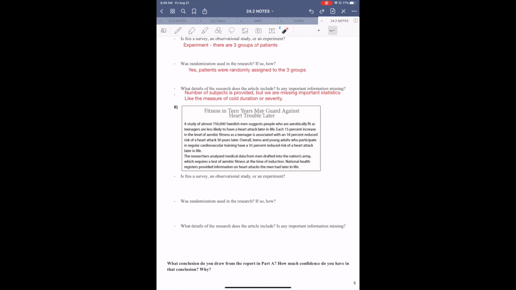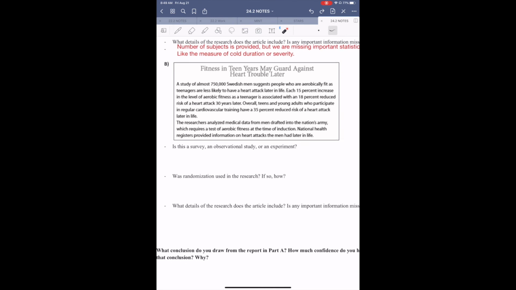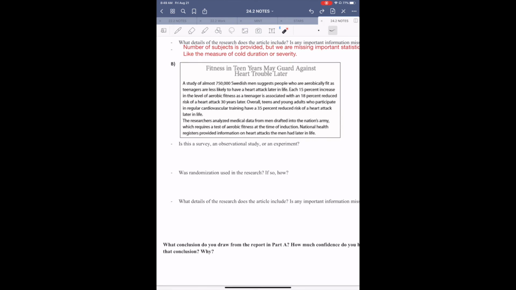Example B says fitness in teen years may guard against heart trouble later. So go ahead and read this article. Okay, press the pause button. Read the article, answer the questions, and then come back and check your answers.